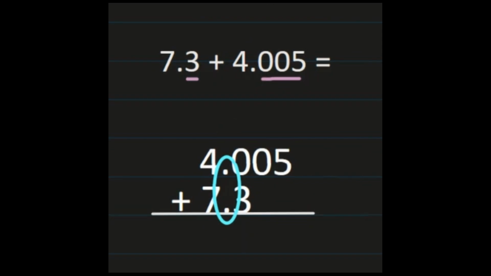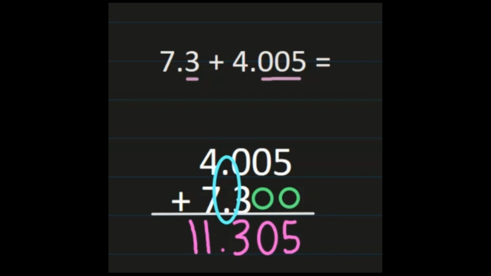And when I go to add, I notice I've got these two spaces here, so putting in these placeholder zeros so you can keep your tenths, hundredths, and thousandths places lined up is really helpful. Then I see that I have 5 plus 0 is 5, 0 plus 0 is 0, 0 plus 3 is 3. I'm going to keep my decimal point lined up in my sum as well, and 7 plus 4 is 11. In my sum, I get 11 and 305 thousandths. Again, remembering to keep the decimal in the problem and in the sum lined up.